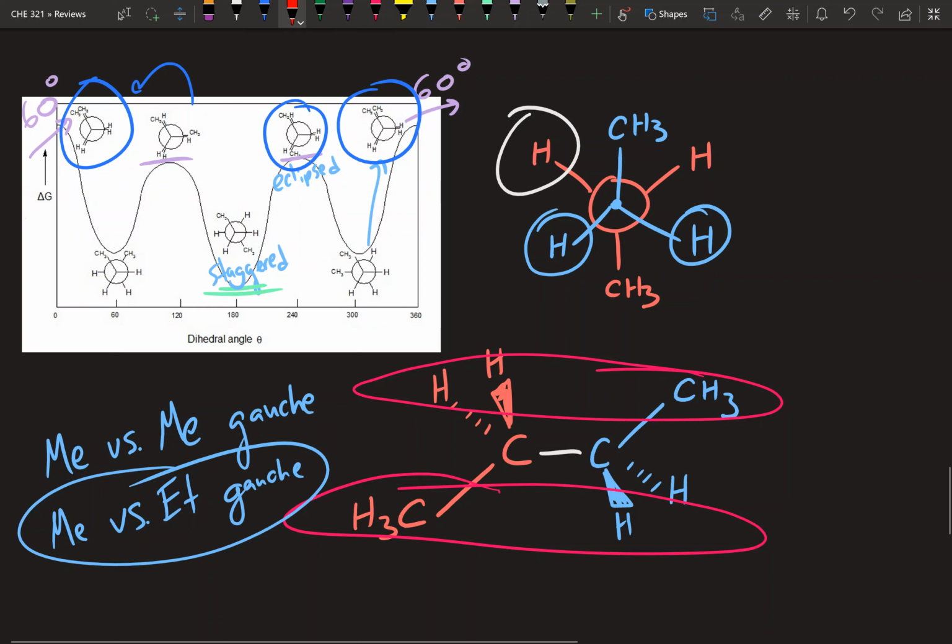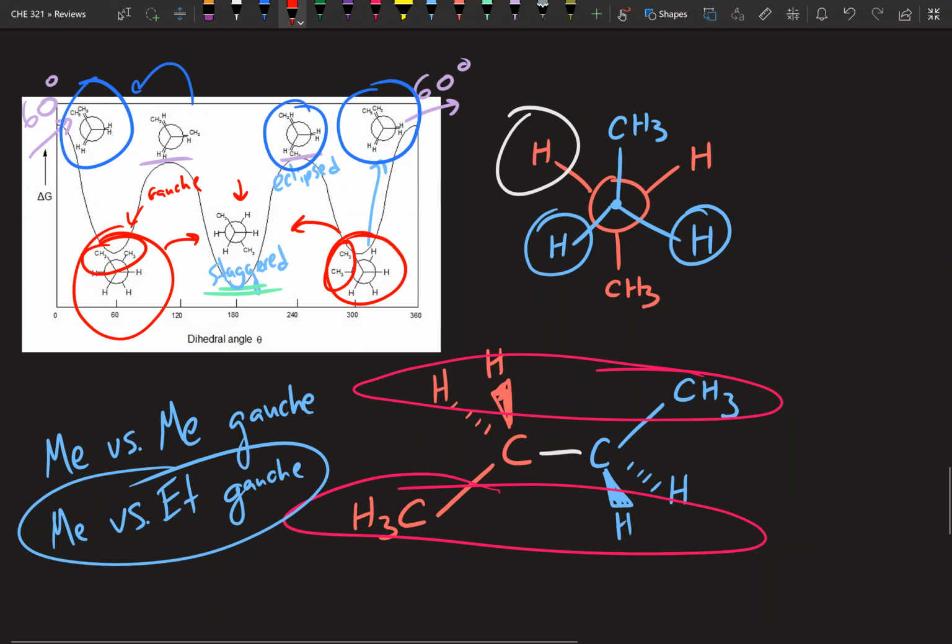If we compare this and this staggered with that, these two have a gauche interaction right there with those two methyls next to each other, and same over here, while this does not have that gauche interaction. So all three are staggered, but the difference between them is that gauche interaction. And that's just the principle of that energy diagram.